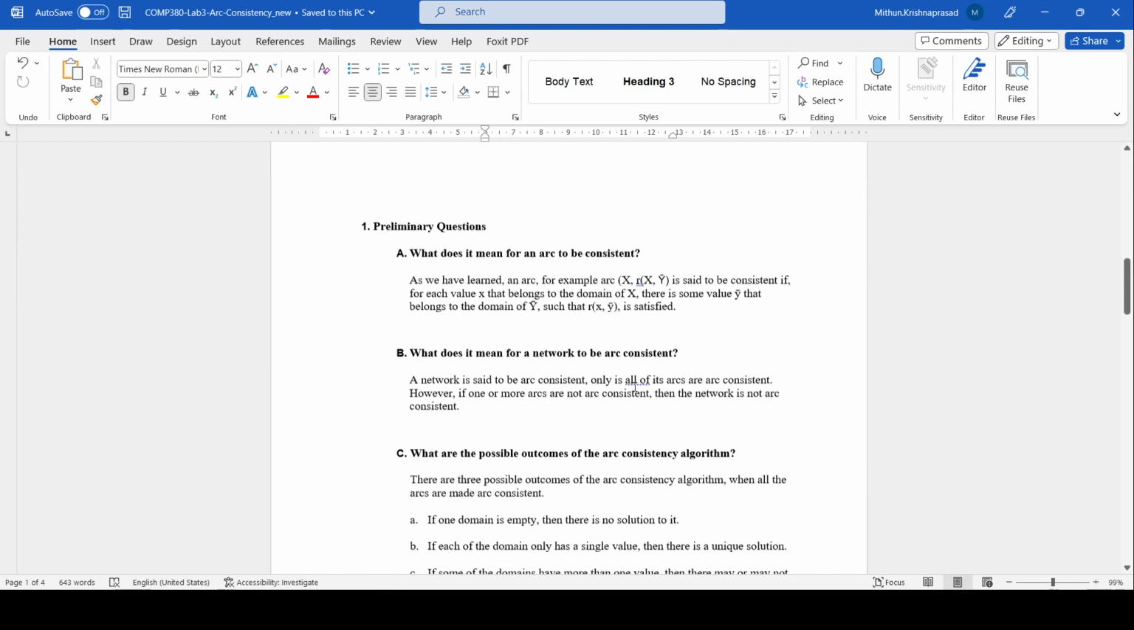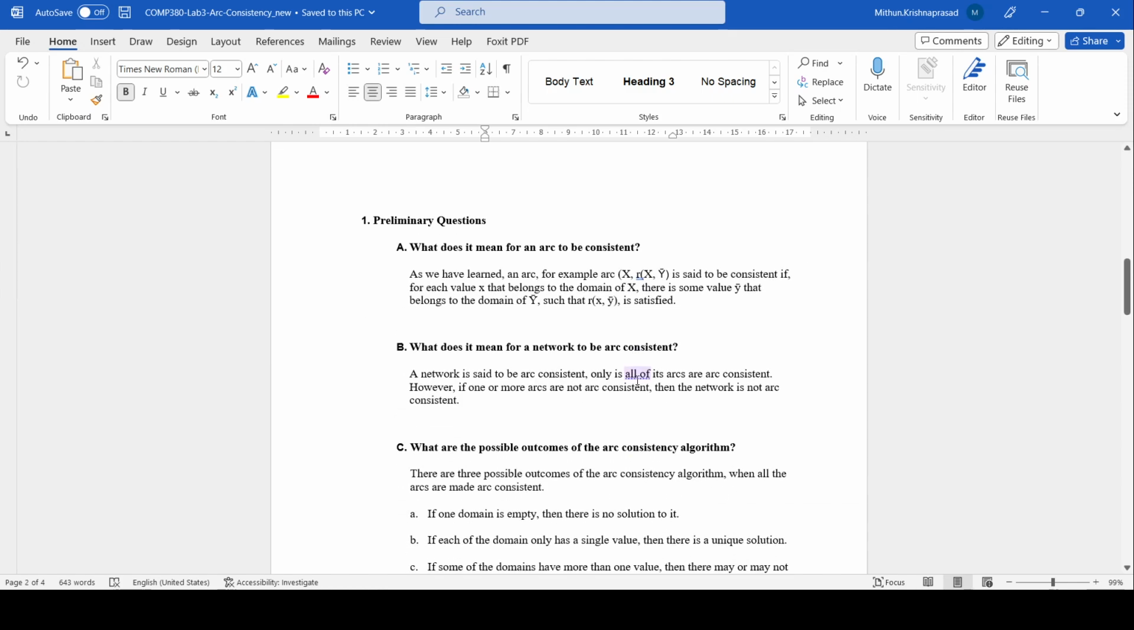We also learned about what it means for a network to be arc consistent. For it to be true, essentially every arc must be arc consistent. If there are three arcs, all three have to be arc consistent. If it's just two, then no, the network is not arc consistent.